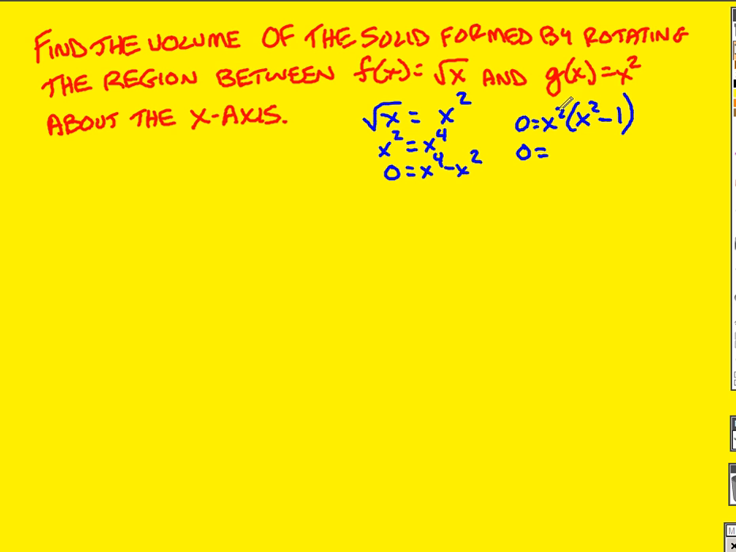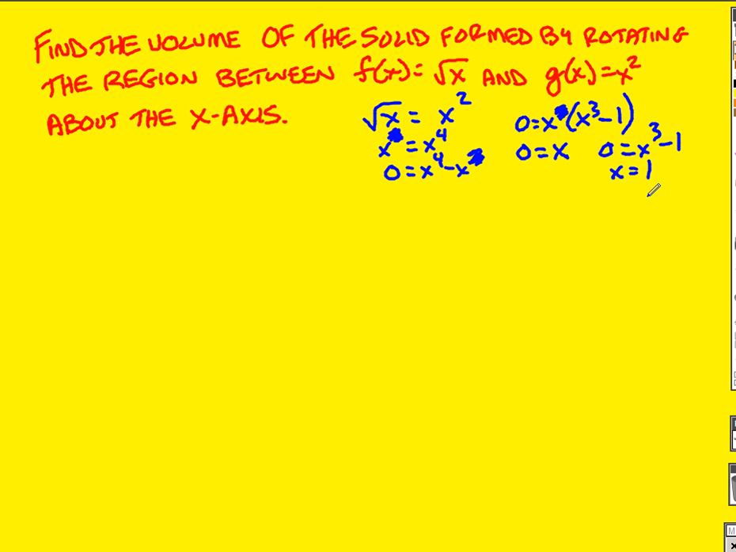It would be 0 equals, it shouldn't be x squared. When I square the square root of x, it should just be x. So I should just pull out an x, and be left with x cubed minus 0. So 0 would equal x, and 0 would equal x cubed minus 1. So that means here x would equal 1 as well.